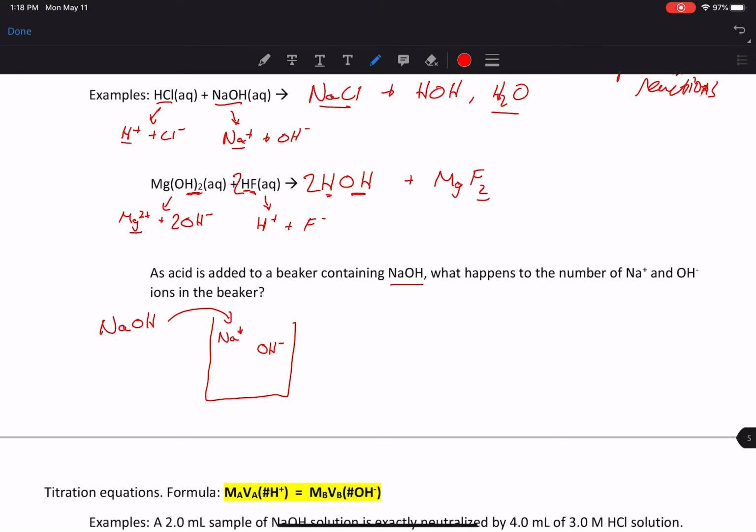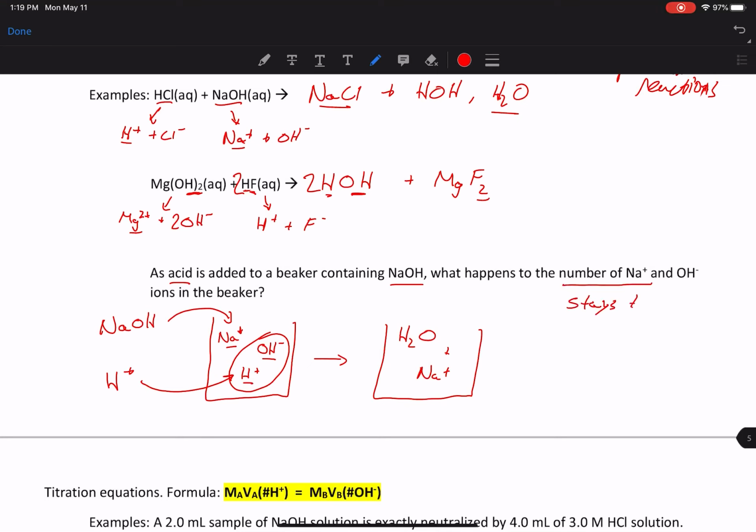Now, it doesn't matter what acid it is, because all acids are going to donate H plus. So if we put H plus into this beaker, what'll happen is the Na will just hang around, not do anything. However, the OH minus and the H plus can combine to form water, or H2O. So you're left with H2O and Na plus ions floating around in there. And so the number of Na plus ions stays the same.